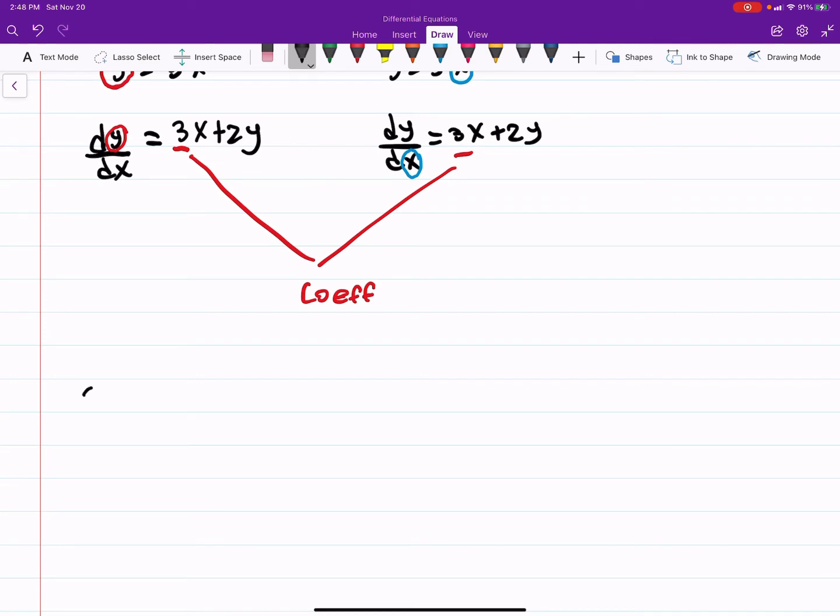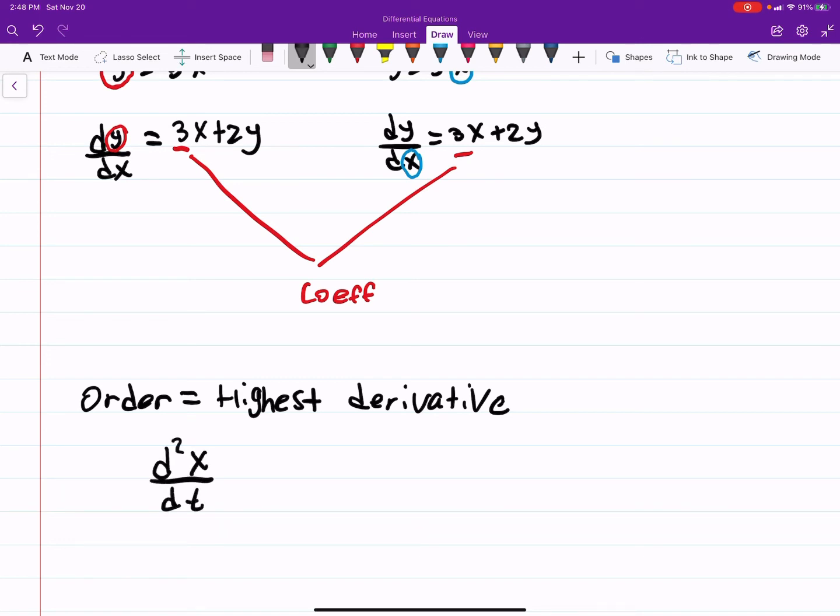There's also something called order, which is simply your highest derivative. So, just as an example, if we have something like this differential equation, we say that it is a second order differential equation because that's the highest power that you see. So we would call this second order.